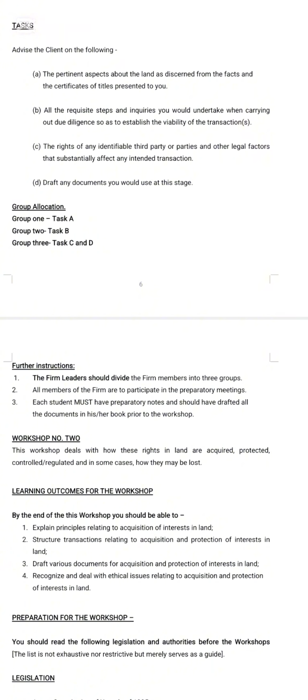Then the rights of unidentified third parties and other legal factors that substantially affect any intended transaction. So basically here we shall look at spousal consent. You have to get consent from the spouse. We shall also look at joint tenants. You have to get consent from the other tenant. Also the tenants, you have to give them notices when you're going to buy that building. And also we have a lawful occupant or a bona fide occupant. That will be the debate under section 29 of the Land Act. Remember, a bona fide occupant cannot be evicted without compensation, because they enjoy what we call lawful occupancy.